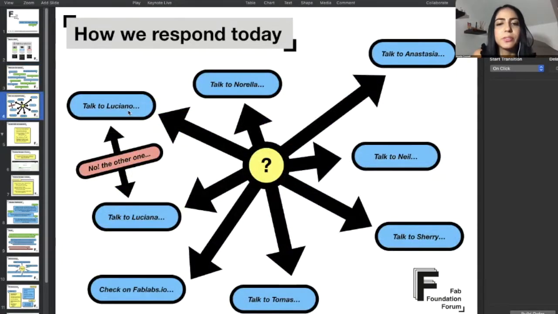Basically, this is how we respond today. We don't have a static strategy that we can follow through the different issues. So we just point to everyone that we know. We send them an email, connect with that.